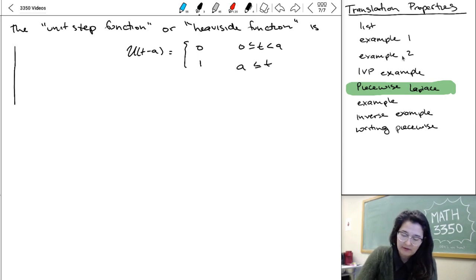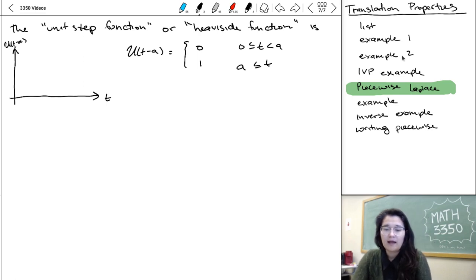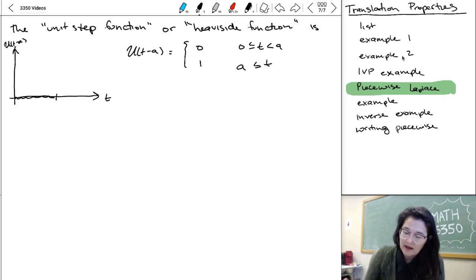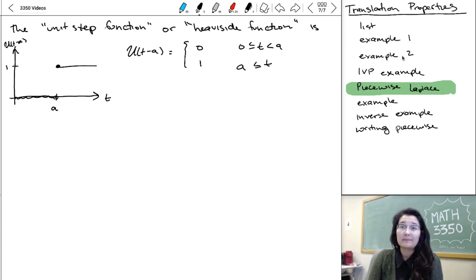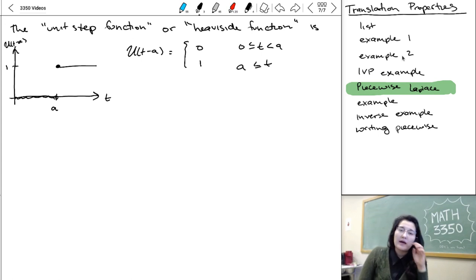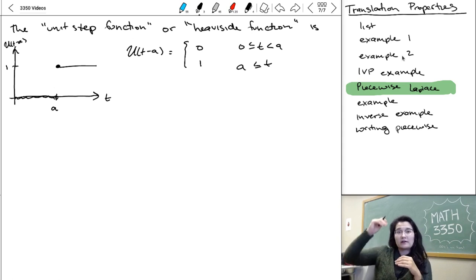I'm going to sketch it out for you so you see what it's doing. It's a function in time. And all that's going to happen is it's 0 for a really long time until we reach t equal a. Then it hops up to 1, and then it's just 1 all the time. That's all the function does. It can be helpful to think about it like an on-off switch. So u says off for 0 to a, and then when you hit a, it says on.